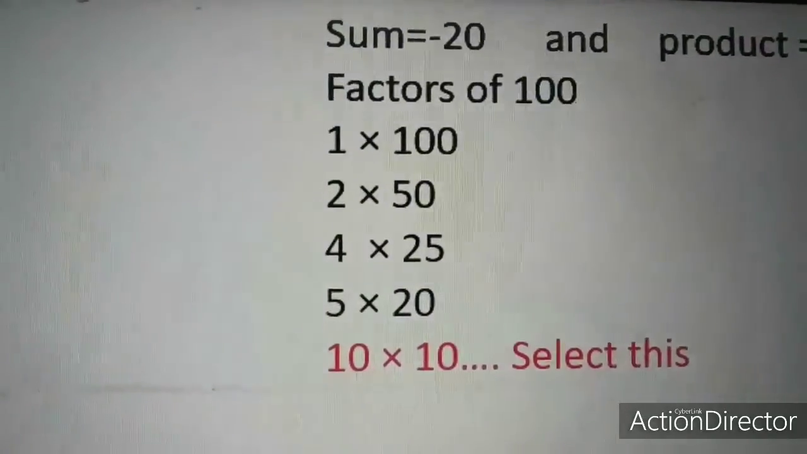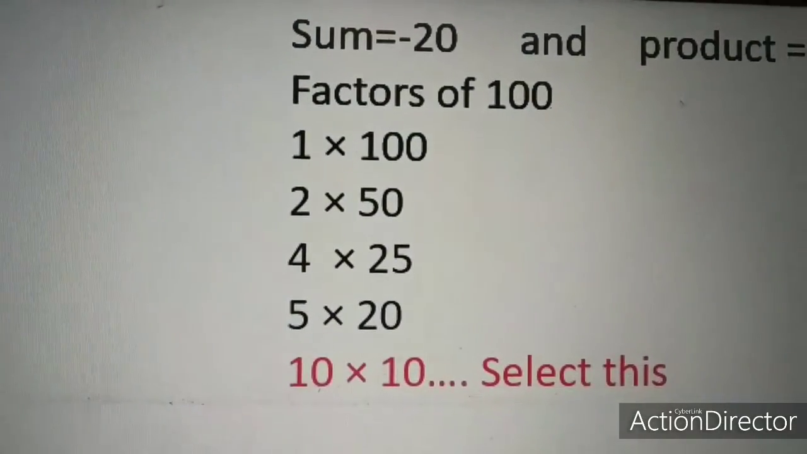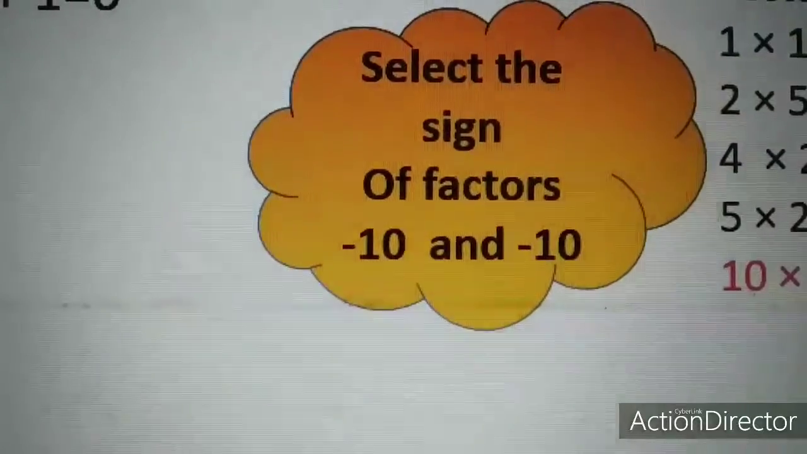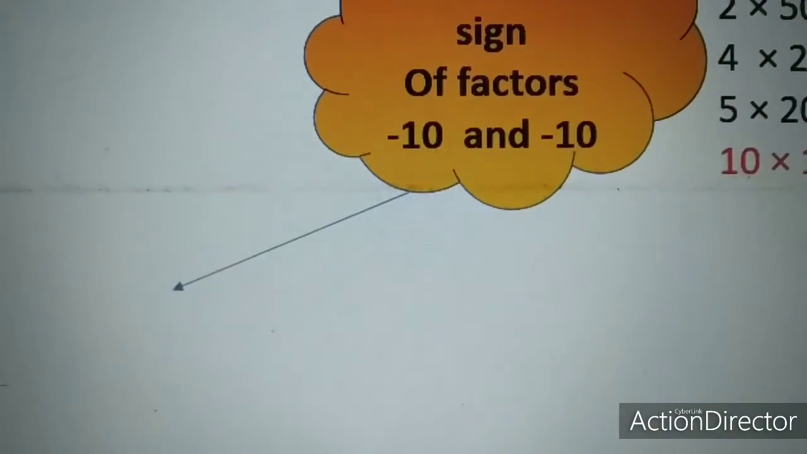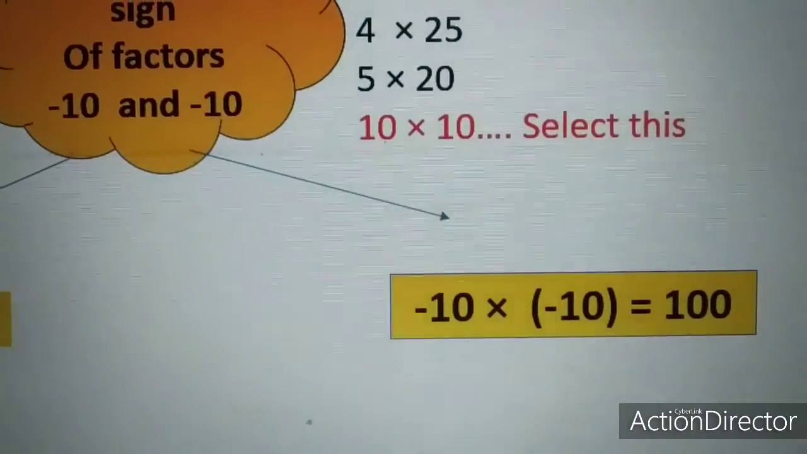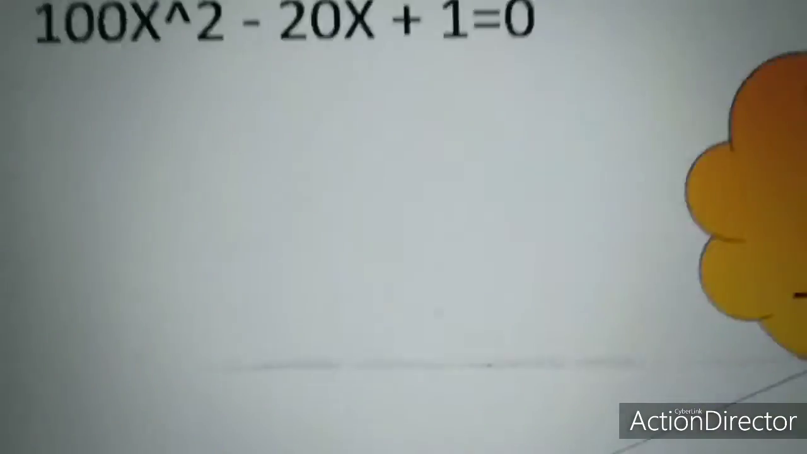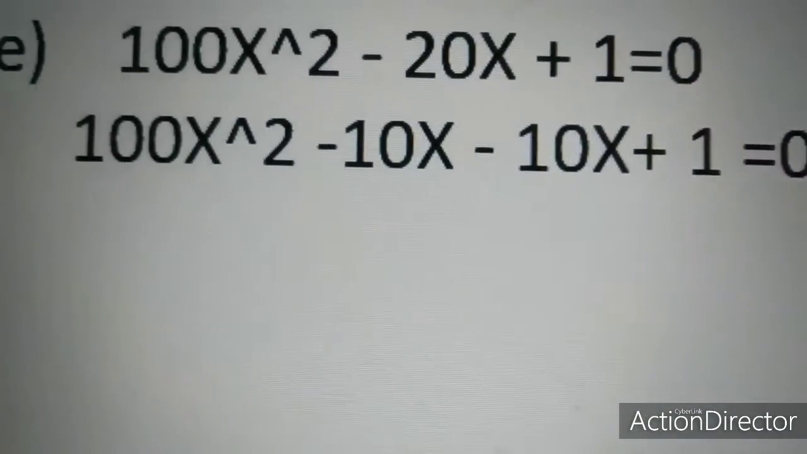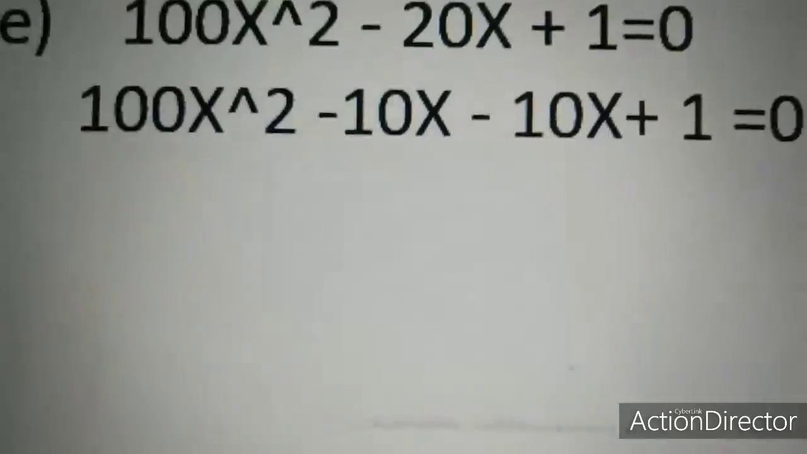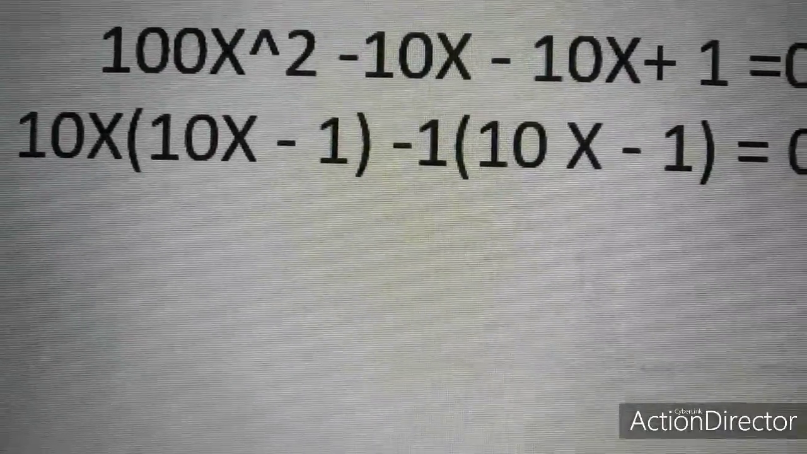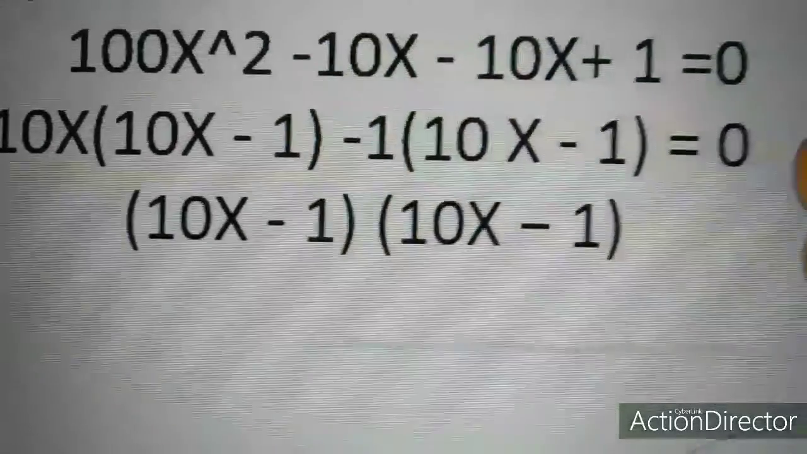Out of these factors I am able to observe that 10 plus 10 is 20 and 10 into 10 is 100. So let me decide the sign. I am going to take minus 10 and verify. Minus 10 will give me minus 20 and minus 10 into minus 10 will give me 100. So I am going to split this minus 20 as minus 10x and minus 10x. Let me take the common terms outside and simplify further. So my answer will be 10x minus 1 into 10x minus 1.